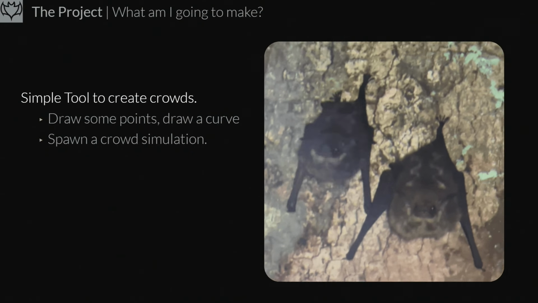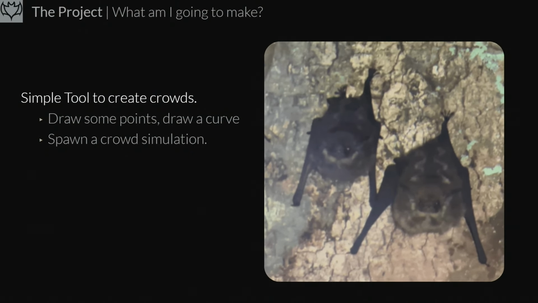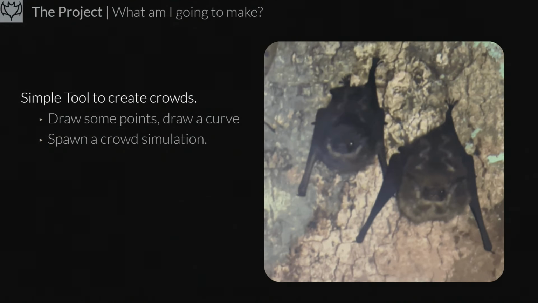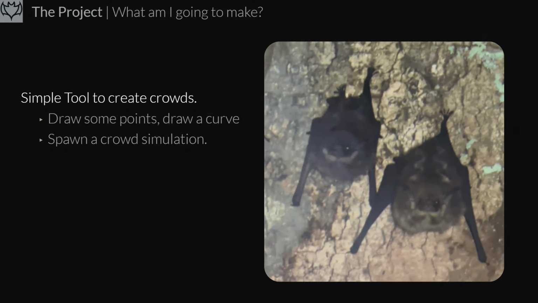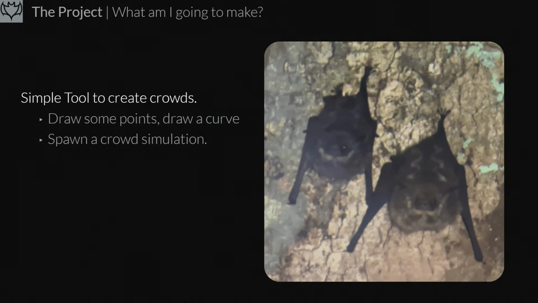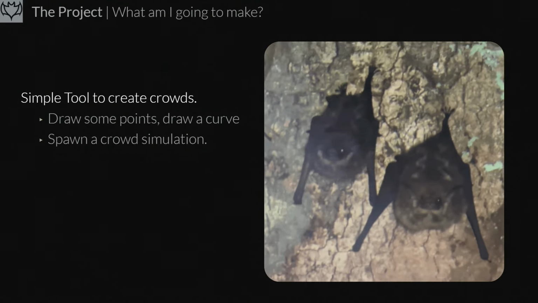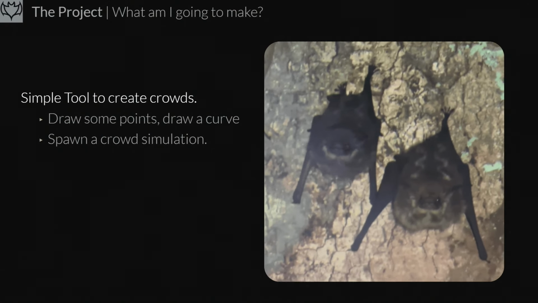What we want to make is a tool where a user can draw a curve, input some points, and then it spawns the crowd simulation within the scene. Super simple. To be very clear before I start this presentation, though, whilst this project has completed its main cycle, we will still be continuing research throughout the rest of my internship, and this is not the final call for what I've created. And here's some other bats from the same trip.